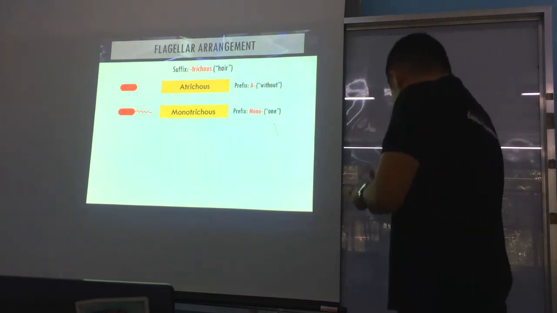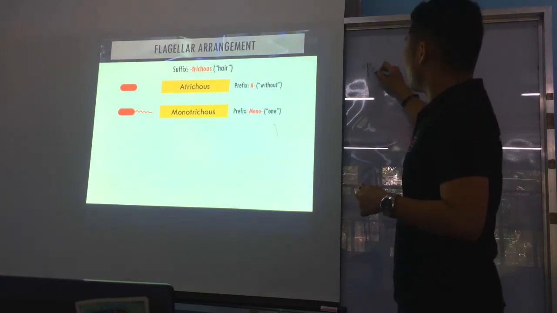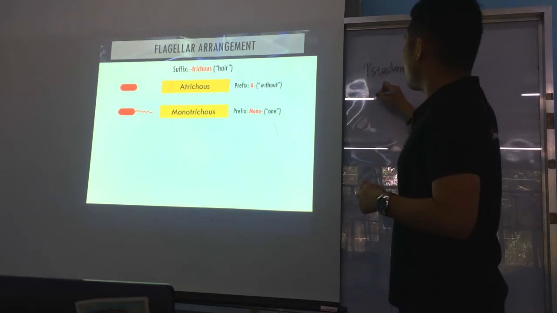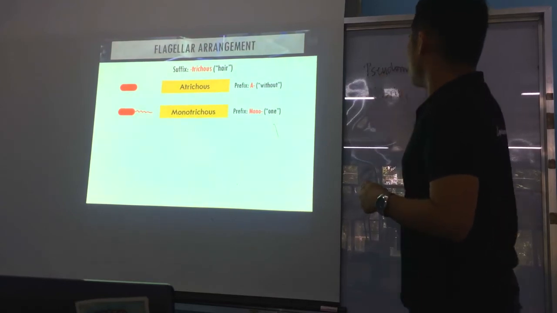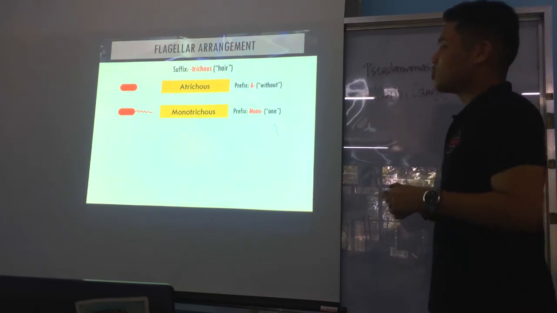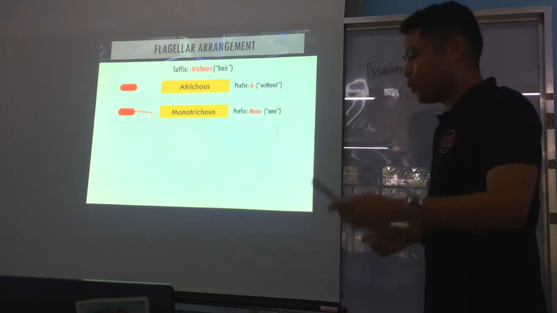Okay. Next, we have what we call your monotrichous or polar flagella, meaning at one end lang siya. So, a good example of organisms na monotrichous, you have Pseudomonas, and Vibrio, and Campylobacter. Okay? So, kung sila yung mga monotrichous, one flagellum lang at one end, or polar flagellum.